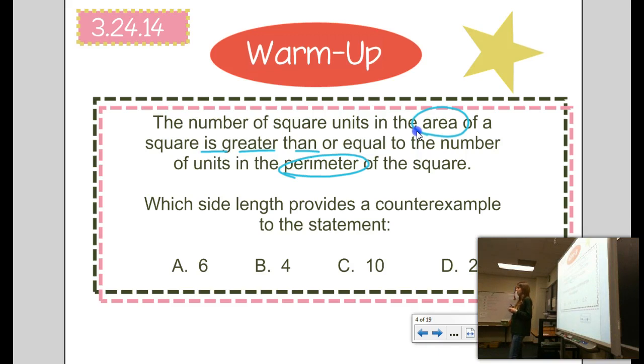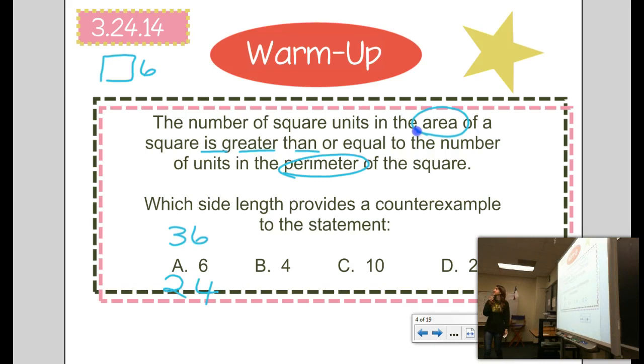Catherine, what's the area? I give you a square and the side is 6. What's the area? 36. Awesome. Dimitri, what's the perimeter? If the side is 6, how many sides are there of a square, Dimitri? Wake up. Head up. Come on. How many sides? 4. What's 6 times 4? 24. All right, well, we can't pick this one because for this one, it's true. 36 is bigger than 24.